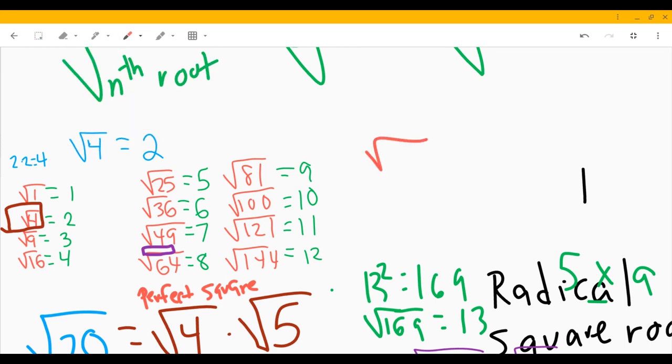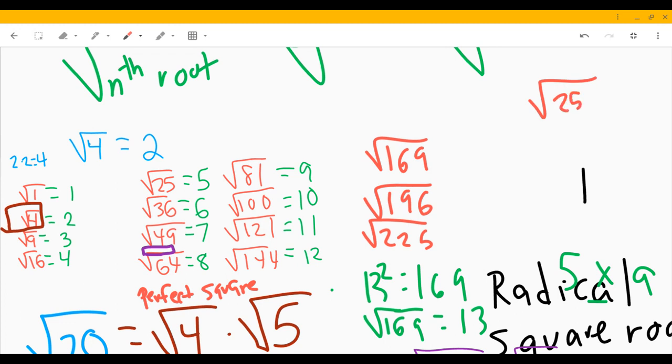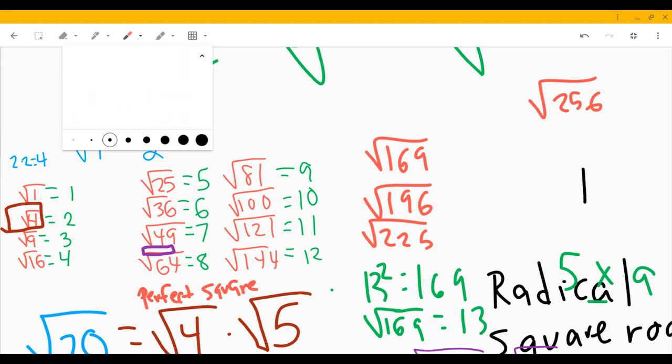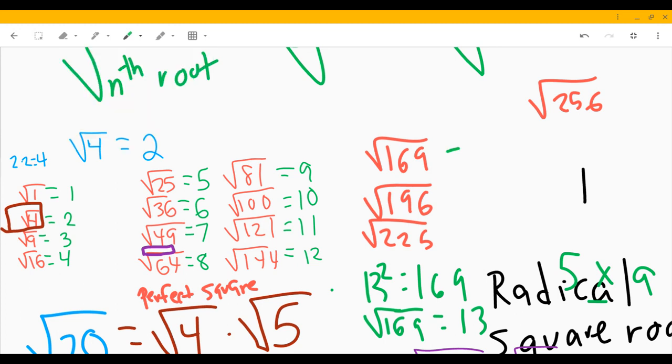So the square root of 169, the square root of 196, the square root of 225, and the square root of, I believe, 256. So the square root of 169, as we said, is 13. The square root of 196 is 14. The square root of 225 is 15. And the square root of 256 is equal to 16.